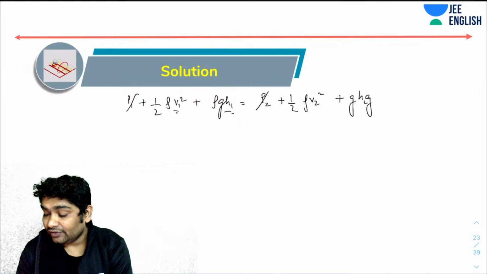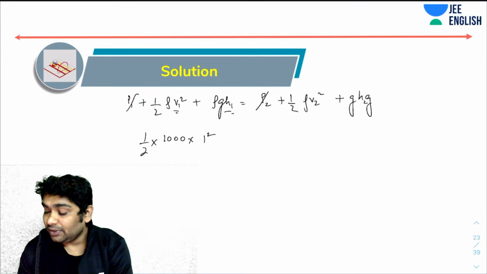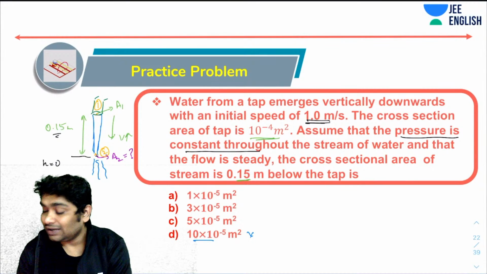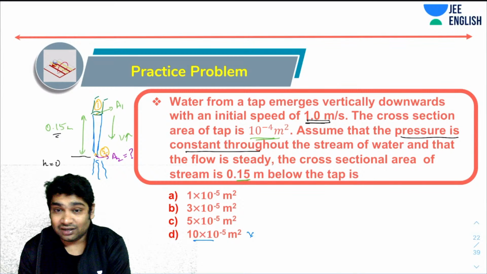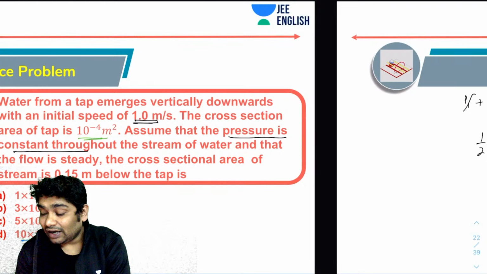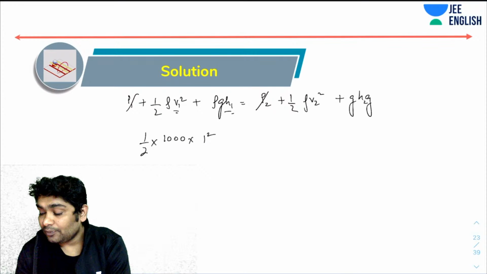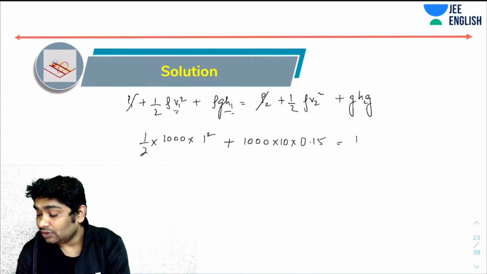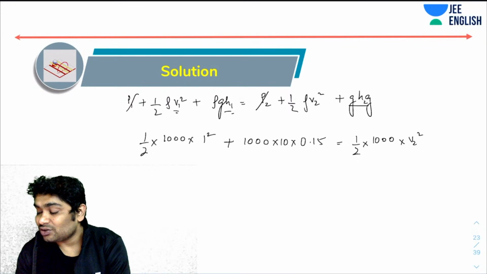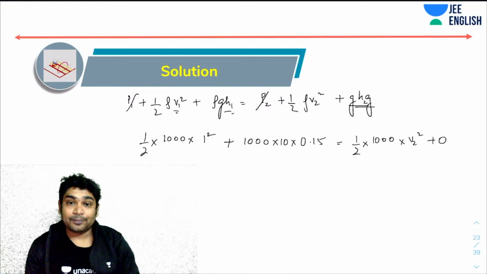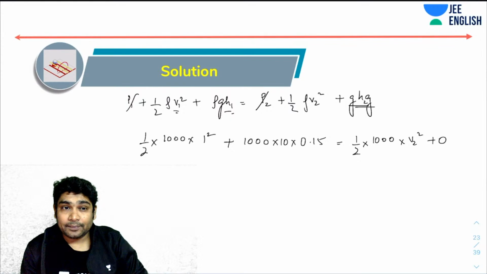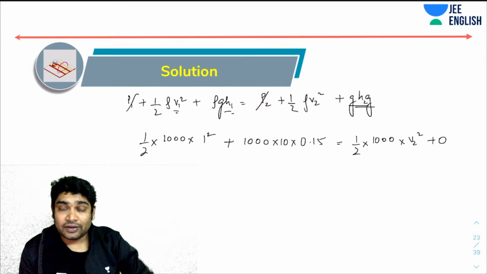So I'll have half into rho of water, which is 1000, into V1 square, which was 1 meter per second squared. That was told to me, 1 meter per second. So I would have half rho v square becoming this, plus rho g h. This should be equal to half into 1000 into v2 square, and this h2 is 0, so plus 0. Okay. So everybody fine with this equation?